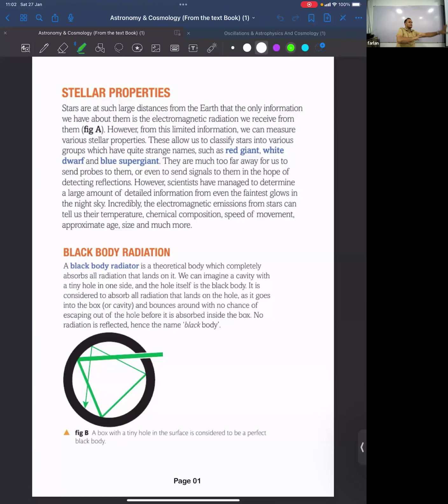Different people have different beliefs. Okay, you can have it, no problem.